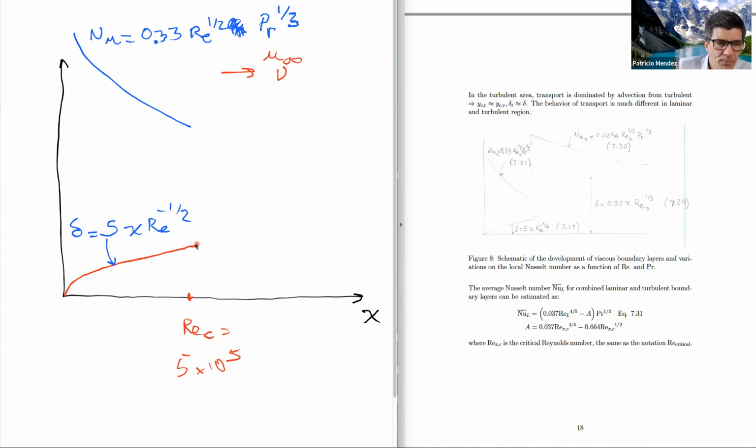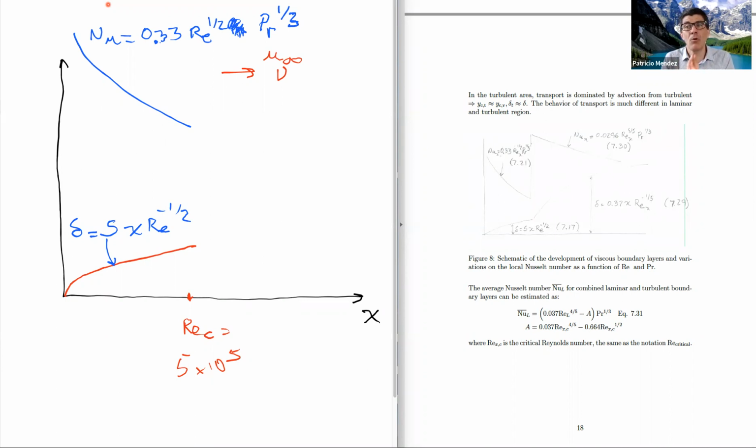Okay, so downstream, we reach the critical Reynolds number, and then what happens? The way we see things in this class is like magically we go from laminar to turbulent, acknowledging that that's not true. Really, we have a transition, but it's a relatively small transition.